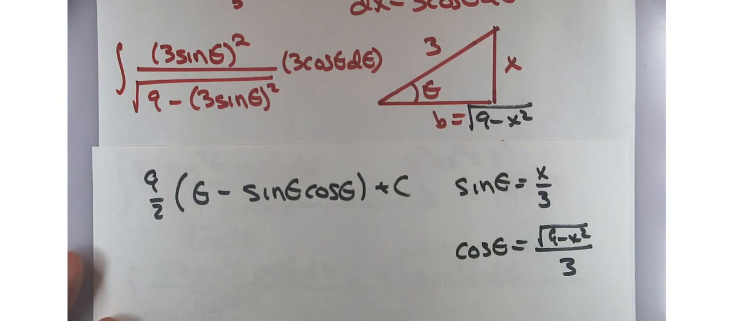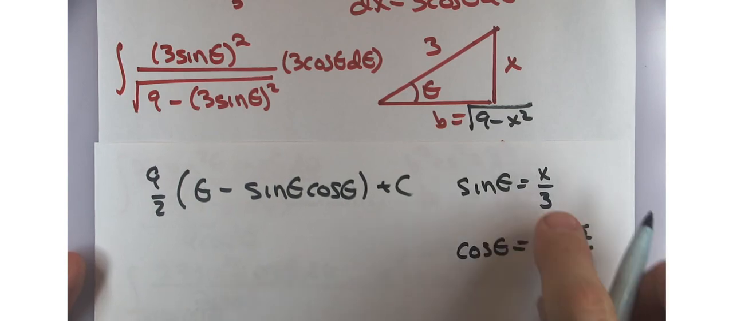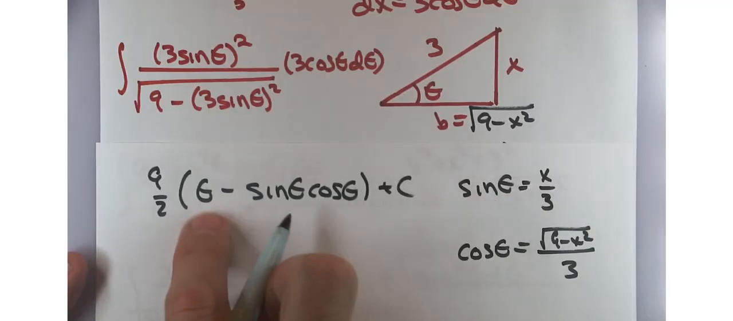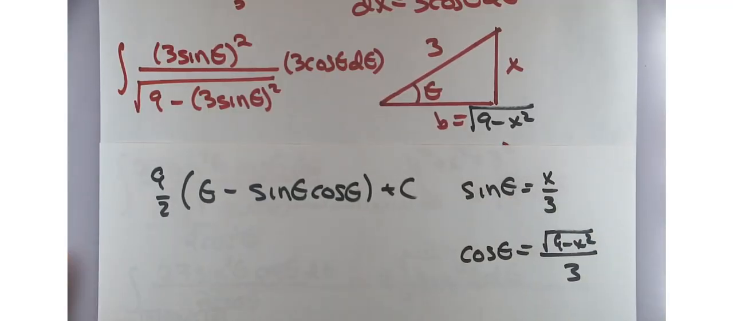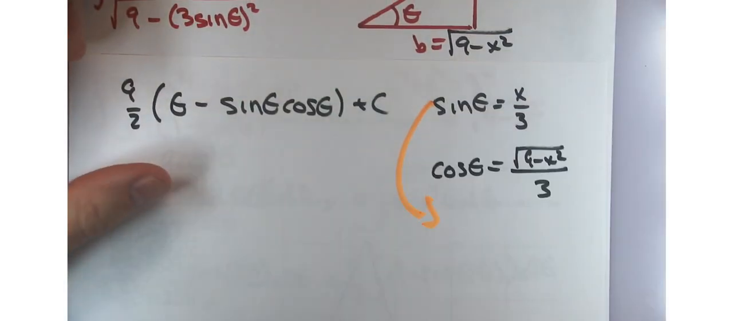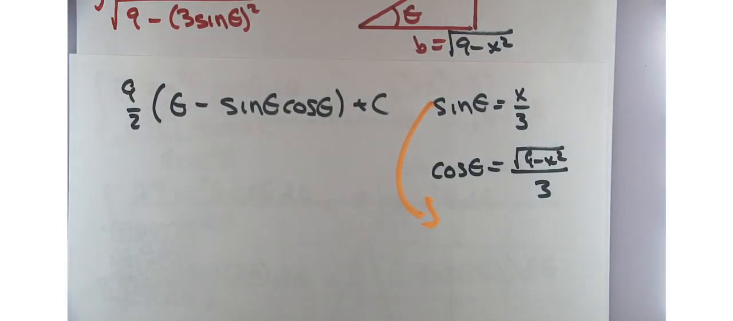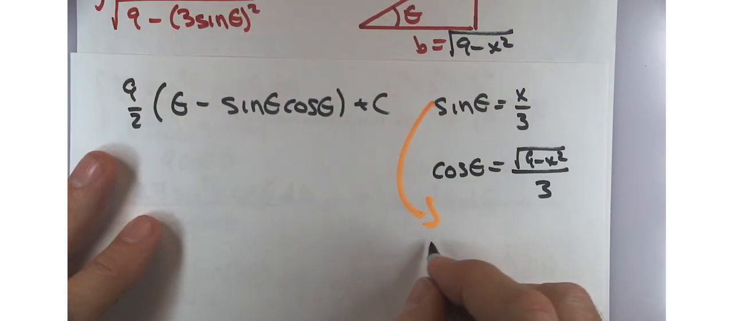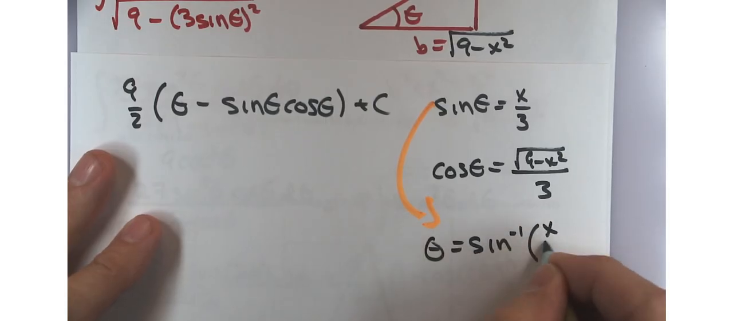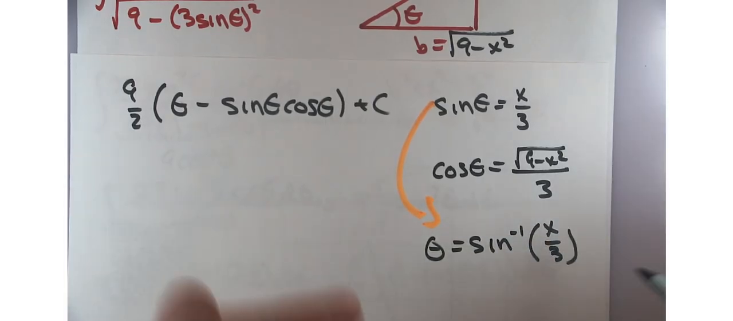And now we need one more. We need an expression for theta, because we need to substitute something in for theta. I don't have anything directly there, but I can get something from right here. How do you solve this for theta? Inverse sine. Thank you so much. So theta is the inverse sine of x over 3. And now I've got everything I need to plug this back in.